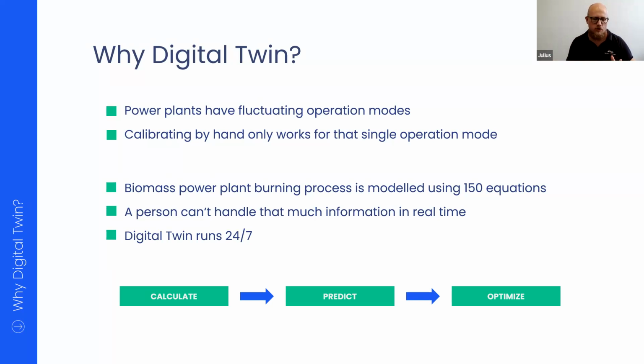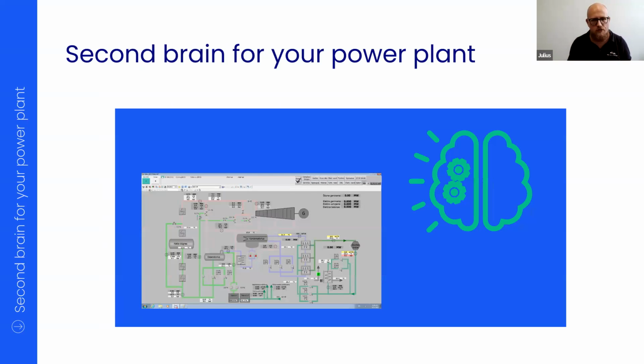Every 5 minutes, the state is calculated. Then the calculations are used to predict the next 5 minutes. And the final task is optimization: the digital twin moves the set points at least a little bit in order to optimize the process and get higher efficiency. So in essence, a digital twin is calculation, prediction, and optimization. I like to think of it as a second brain for your power plant.